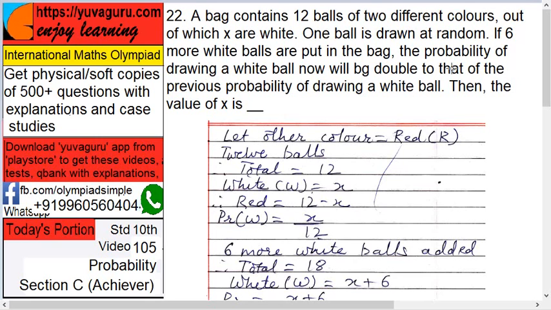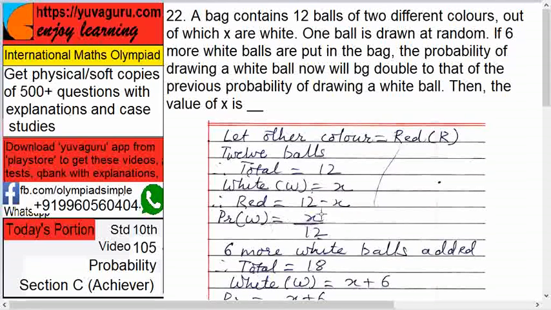the 6 balls, and after adding the 6 balls, getting a white ball. That's it, and immediately double it. It's done. So let's say the other color is red, R. So 12 balls, right? Total is 12.